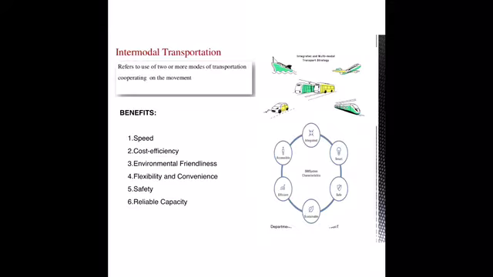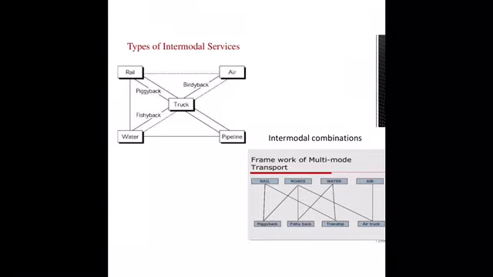Now we'll look into the intermodal transportation facilities that are available for us. The first one, the various intermodal services. As we told you, we have four modes of transportation here: railways, roadways, waterways, and airways. When you link one mode of transportation with another mode, we call it intermodal transportation. When we link rail with roads, we call that a piggyback system.